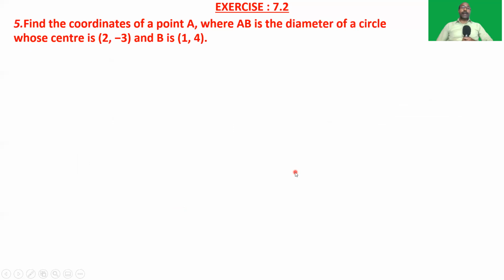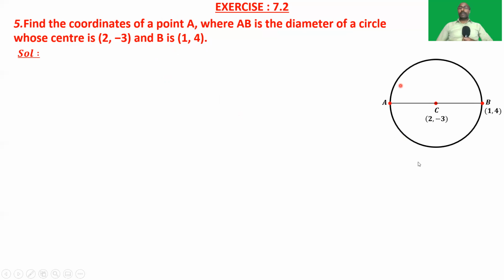Find the coordinates of a point A where AB is the diameter of a circle whose center is (2, minus 3) and B is (1, 4). So here the center of the circle is given, and one end of the diameter AB is given, and the other end of the diameter, A, we have to find here. Like this, AB is the diameter of the circle and C is the center of the circle. Here one extreme and center is given. We have to find the other extreme.